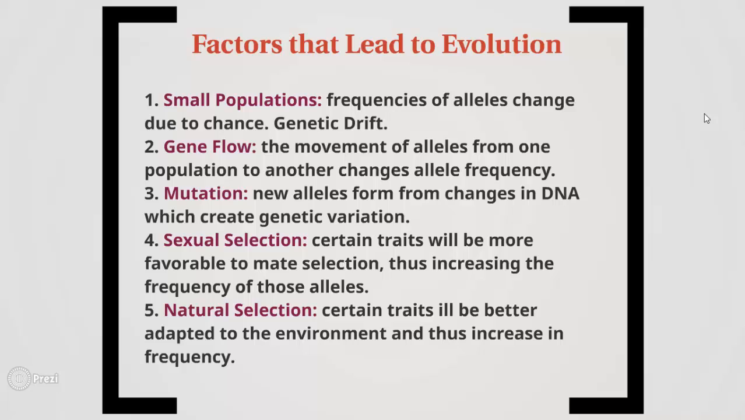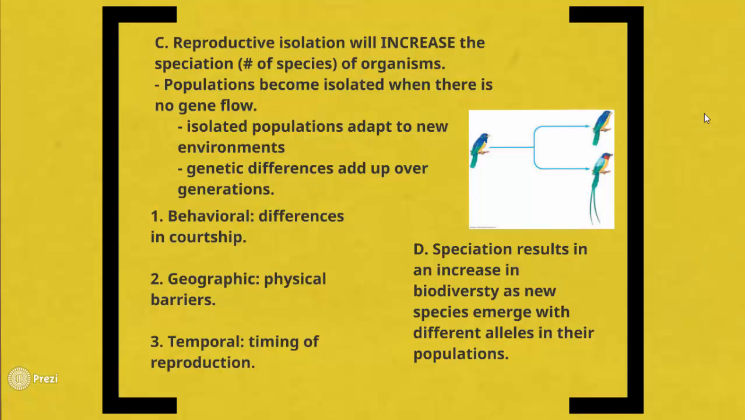Factors that lead to evolution: small populations, gene flow, mutations, sexual selection, and natural selection. That's the gist, I guess, of the entire lecture. So we have behavioral differences, geographic differences, and timing of reproduction that contribute to speciation. So speciation results in an increase in biodiversity as new species emerge with different alleles in their populations.